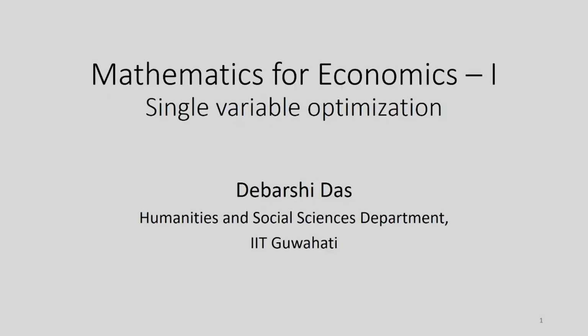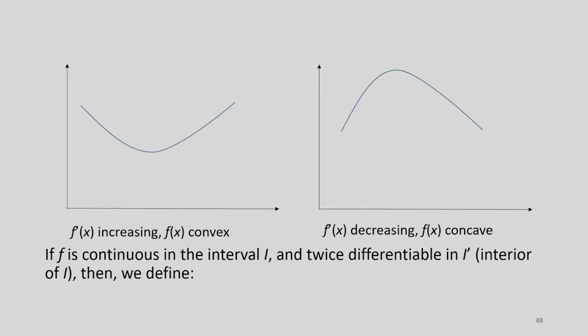Welcome to another lecture of this course called Mathematics for Economics Part 1. The particular topic that we have been covering is called single variable optimization. As you can see on this cover screen, you can see the name of the topic, single variable optimization, but the point where we left in the last lecture was about concave and convex functions, and here is what we have been talking about.